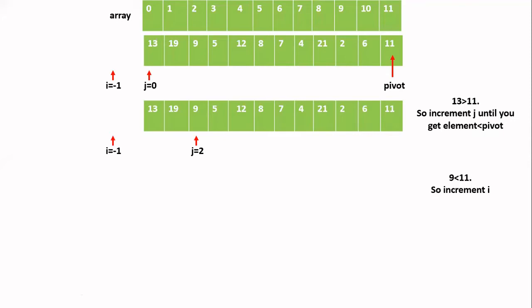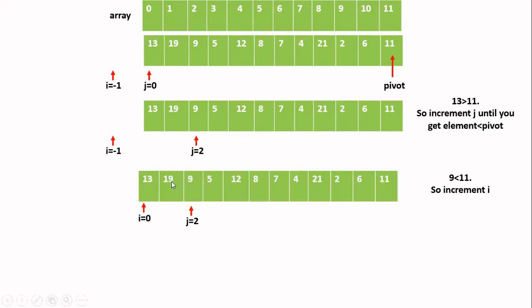At this point of time, you have to increment i value. Here i is minus 1. Now you have to increment i so that i will be equal to 0. You have to increment by 1 only. Now i will be equal to 0. Then after you increment i, i is pointing to 0. There we have the element as 13.